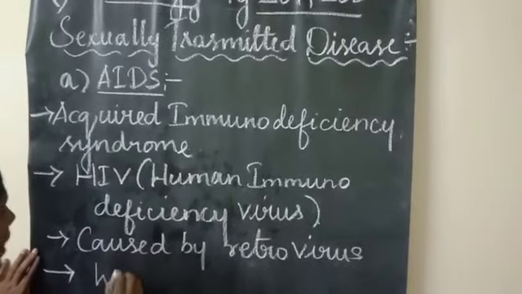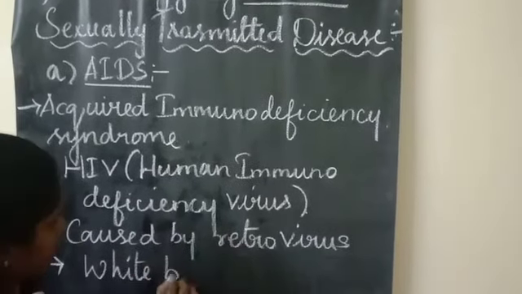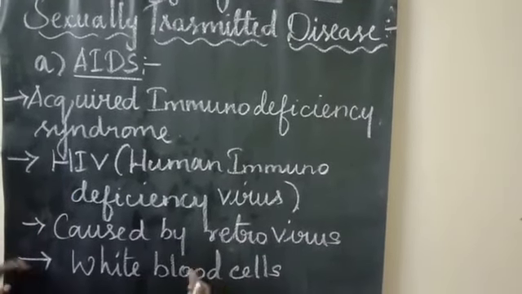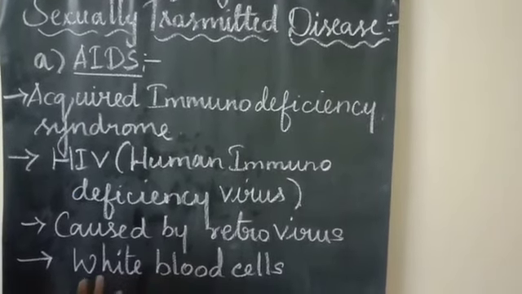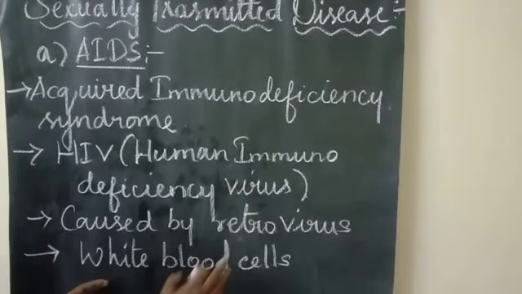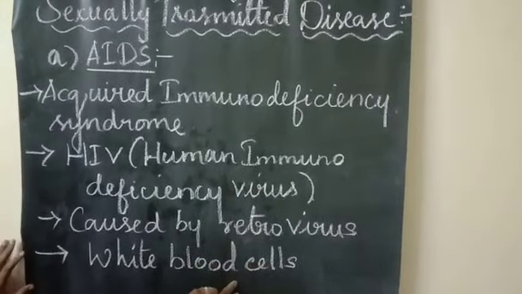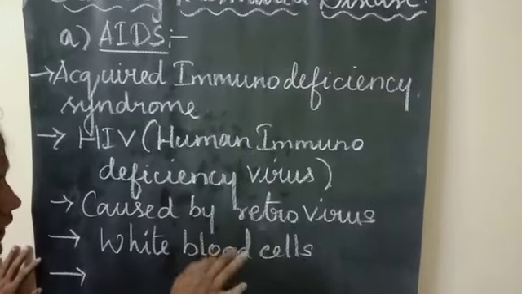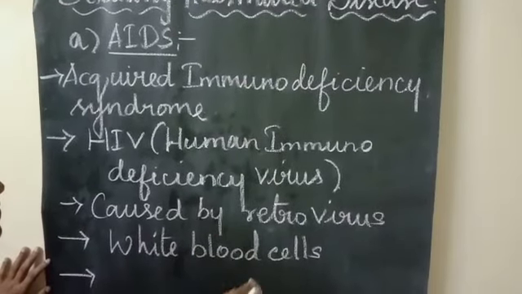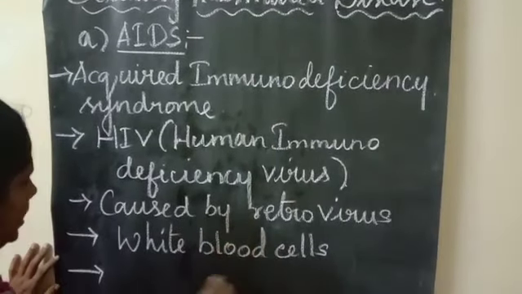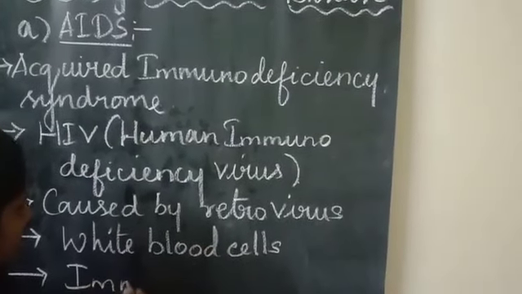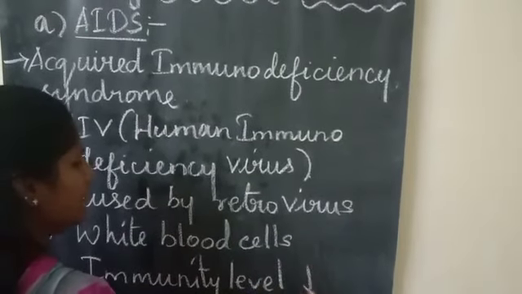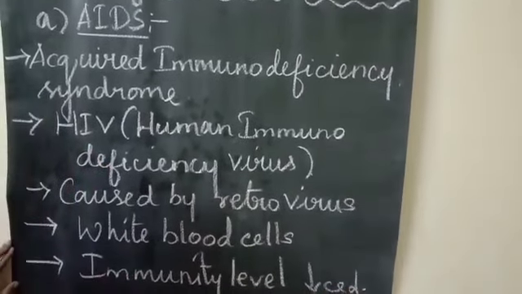This is a little bit dangerous disease because the virus will start affecting the white blood cells of our body. So the total immune system will be attacked by the retrovirus. So only it is a dangerous disease. Can you understand? So the person who got AIDS will get all sorts of diseases because the immunity level will get decreased.